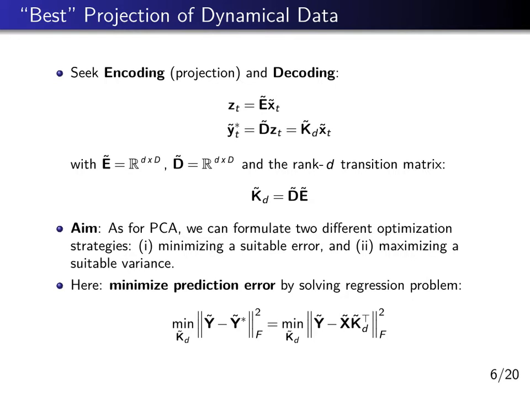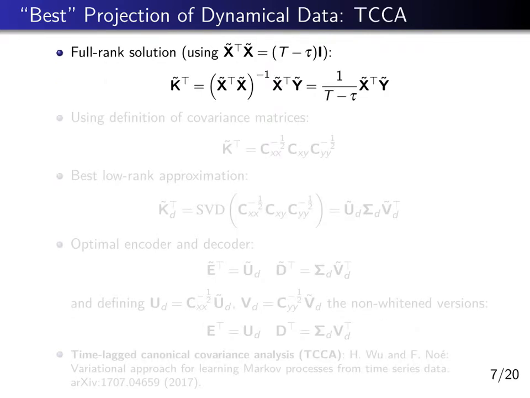Okay, so as long as we are talking about linear representations, so a linear transition matrix K, then this is just a regression problem, and we know how to solve regression problems. We know, given X and Y, or X tilde and Y tilde, how to find the optimal K tilde, which solves this minimization problem. And here it is. So the optimal K tilde, the optimal transition matrix, which solves this regression problem, is simply the pseudo-inverse of X and Y. So it's X transposed X inverse multiplied by X transposed Y.